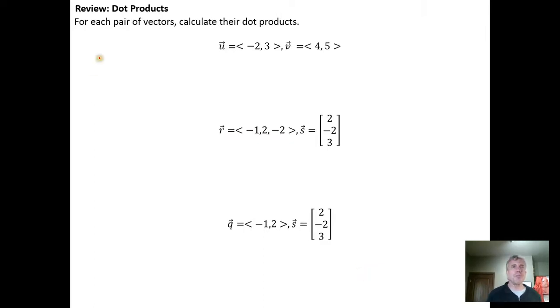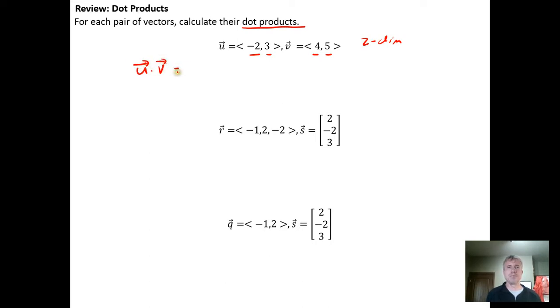So just to quickly run through a couple of examples, it says for each pair of vectors, calculate their dot products. So the first one, we have u and v. U is the vector negative 2, 3. This is a two-dimensional vector because it has two vector components. And the vector v is the vector 4, 5, which is also a two-dimensional vector because it has two components. And because they have the same dimension, we can calculate their dot product.